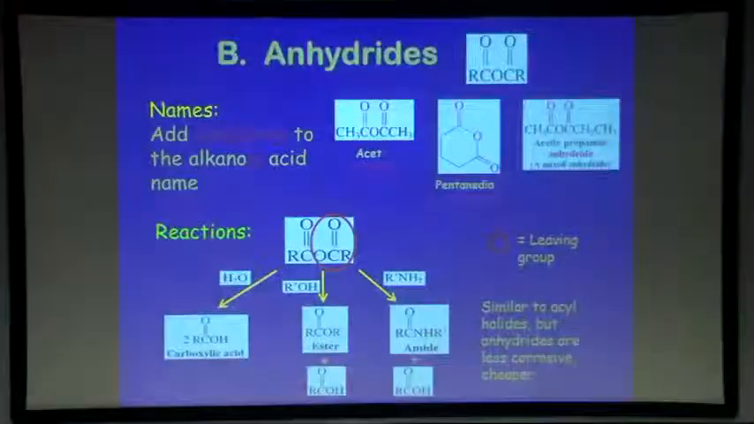So water will hydrolyze them. Alcohol makes the ester. The leaving group, of course, leaves as carboxylate anion. Here it's protonated, so both parts make the carboxylic acid. With alcohol, one part, the acyl part, turns into the ester, and the other part makes the carboxylic acid.